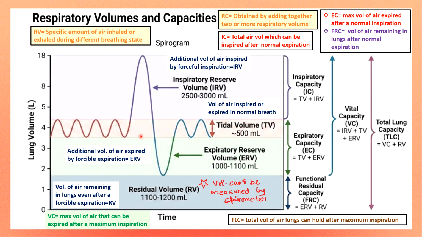Okay, you are in a normal breathing state. You are very relaxed. You are breathing in very normally, breathing out very normally. The volume of air inspired or expired in a normal breath is called the tidal volume. This tidal volume is equal to 500 milliliter. This is called TV. Now you are watching TV, relaxing, so that is your tidal volume.